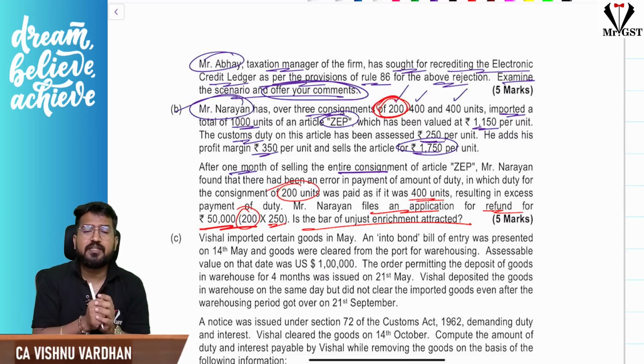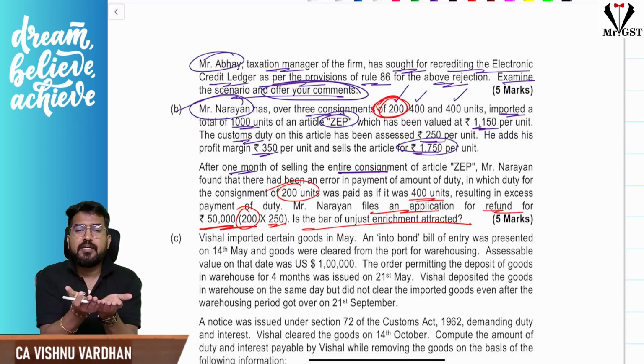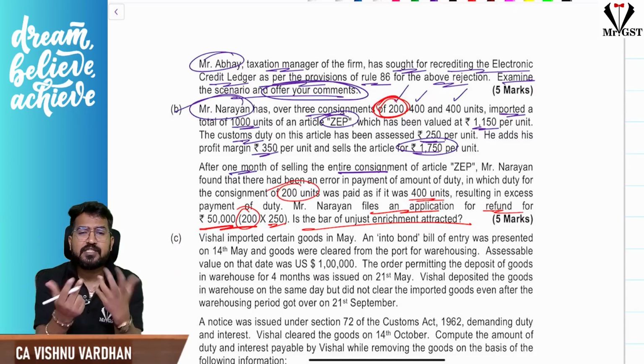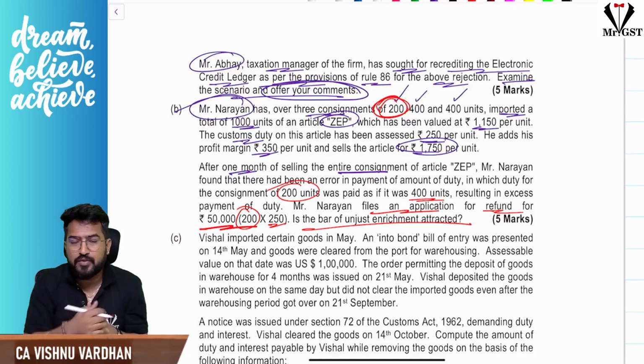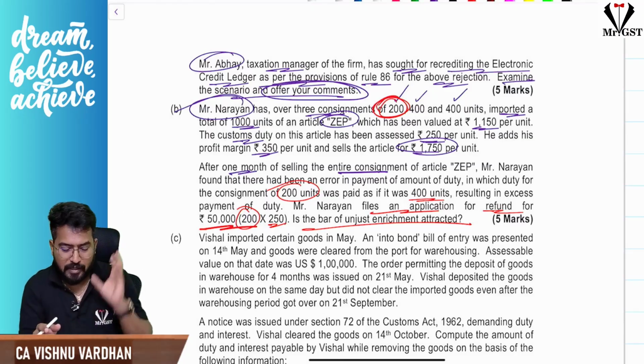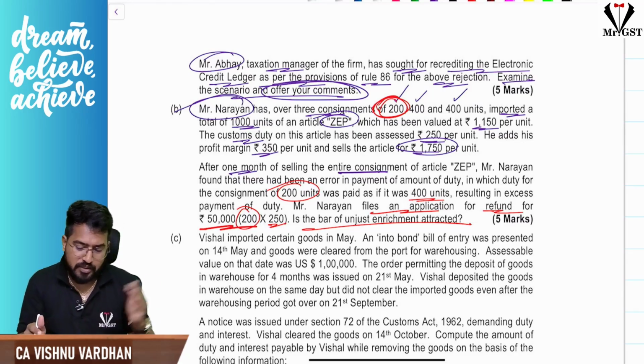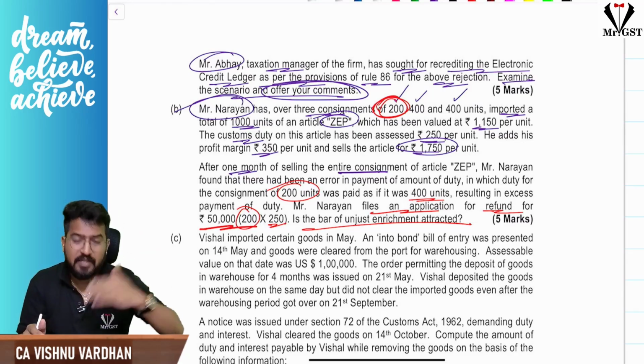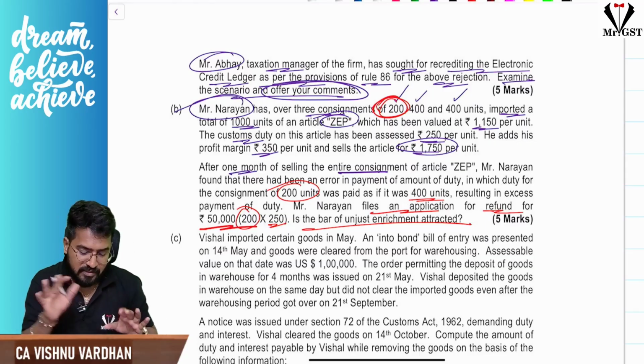And one more interesting thing is, because the extra 200 units he has not received at all, he has not sold to anybody. So it is clearly visible he has not passed on the burden to his customers. So here, the bar of unjust enrichment will not come into the picture. So he will happily take the refund amount. That is the answer. You can just go and read the answer for the sentence formation, etc. But this is the status.